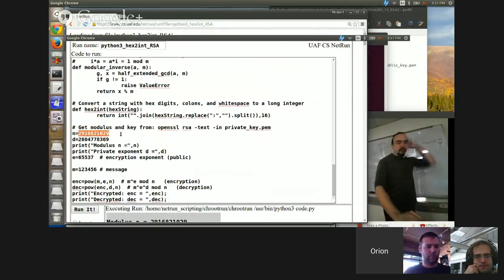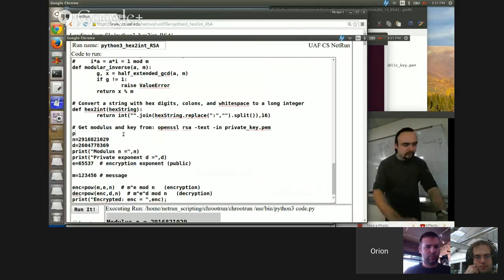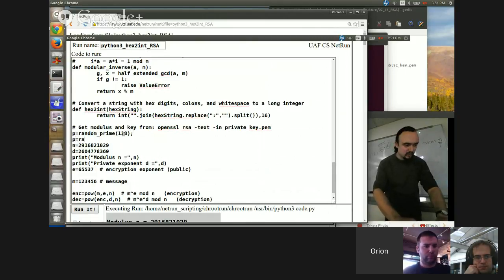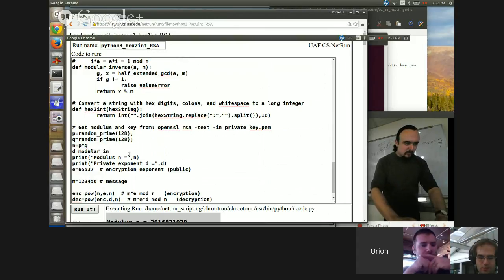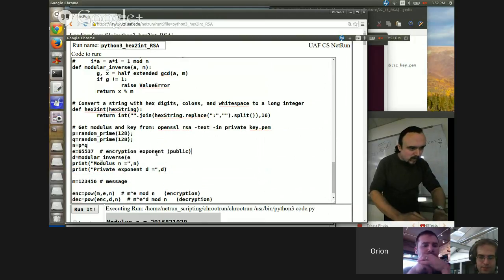The way this works, I'm going to make two primes, P and Q. P is going to be a random prime, 128 bits. It's not really big enough at all, but it's small enough to actually see the numbers on the screen. So I get two numbers, P and Q, hopefully two different random primes. N is just the product, P times Q. D turns out to be the modular inverse of E, mod P minus 1 times Q minus 1.